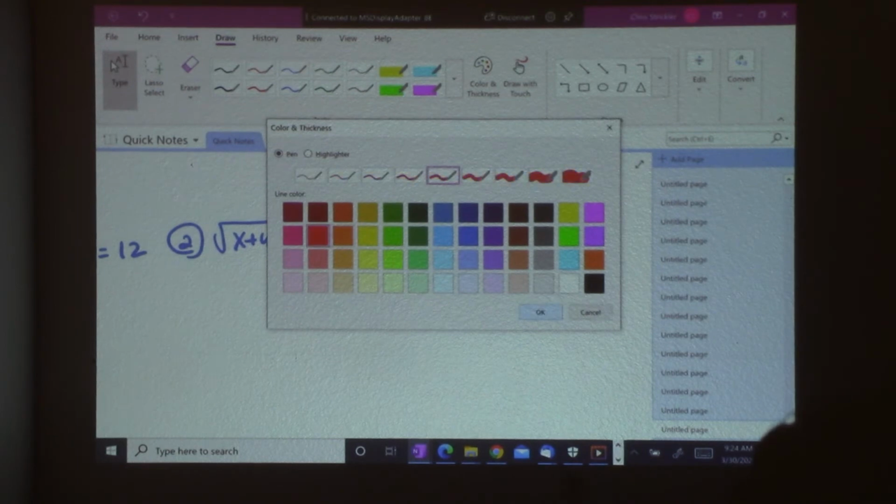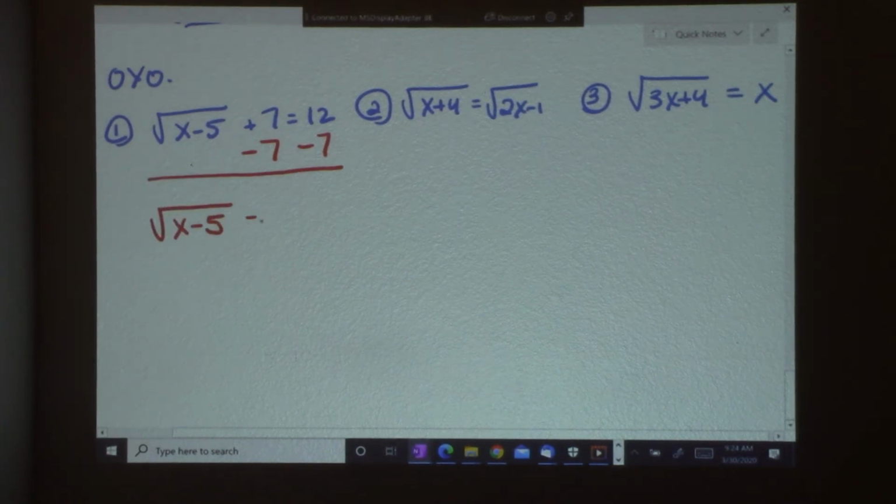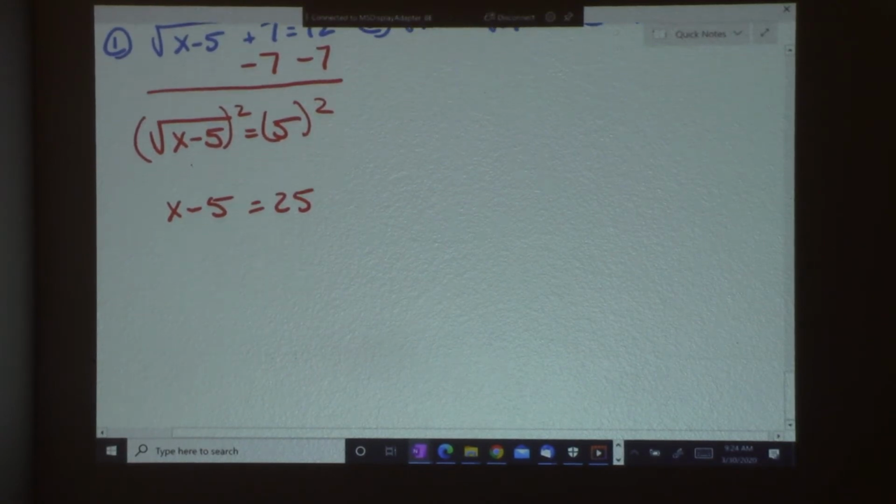I'm going to change colors. All right, so now I'm going to go over these. So I'm going to subtract 7, and I get the square root of x minus 5 equals 5. Now I'm going to square both sides. So I get x minus 5 equals 25. And I add 5 to both sides, and I get x equals 30.